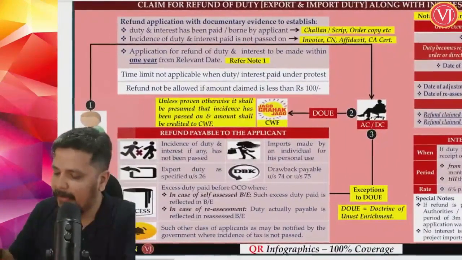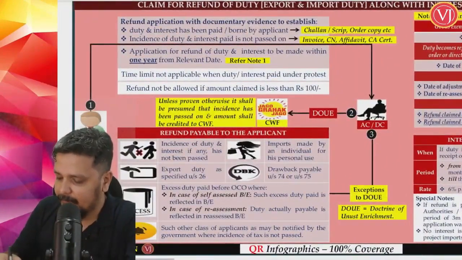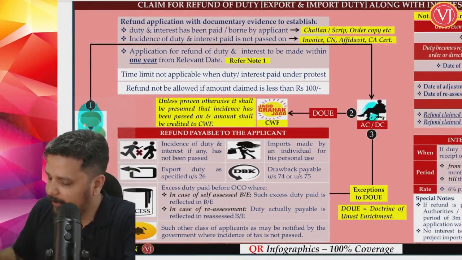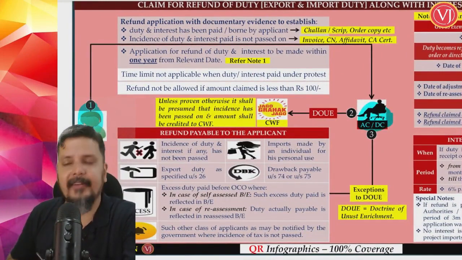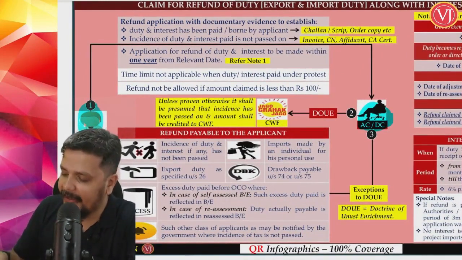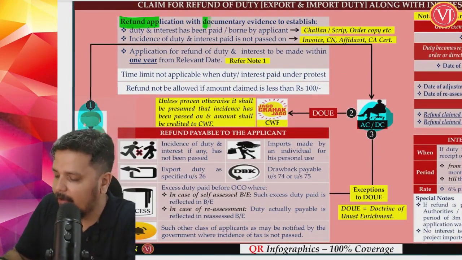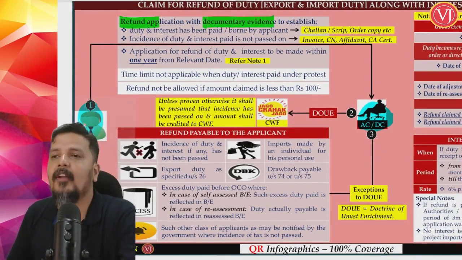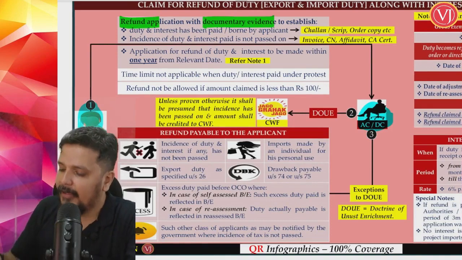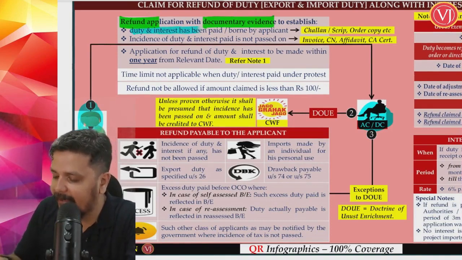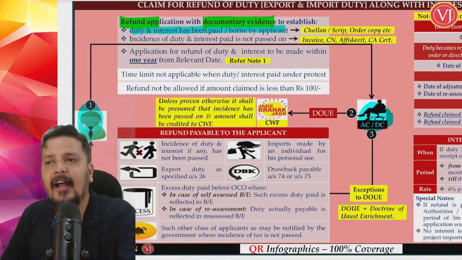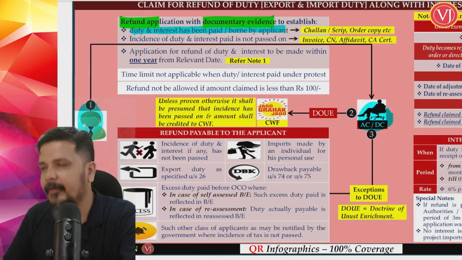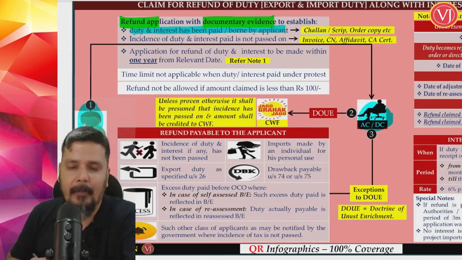So, whenever you are making a refund claim, the assessee is going to make a refund claim to the AC/DC. Whenever he is making a refund claim, he has to give a refund application along with documentary evidence. What is the documentary evidence that he has to give? He has to show proof that he has paid extra duty and interest. Maybe a challan or a scroll or an order copy.